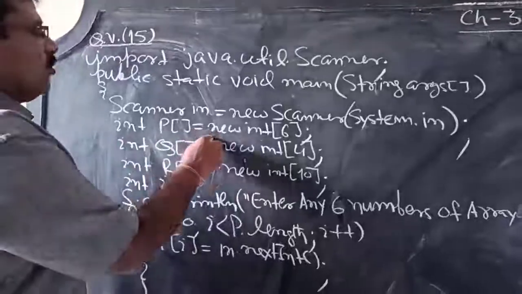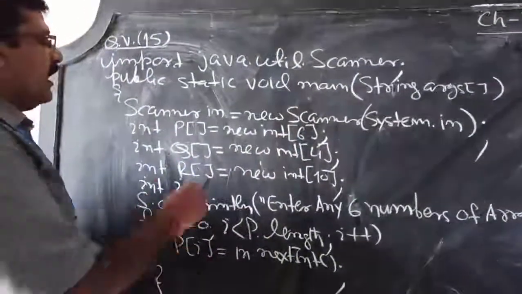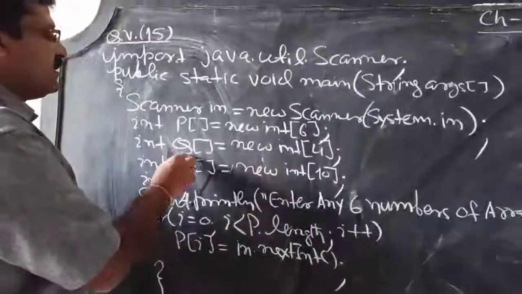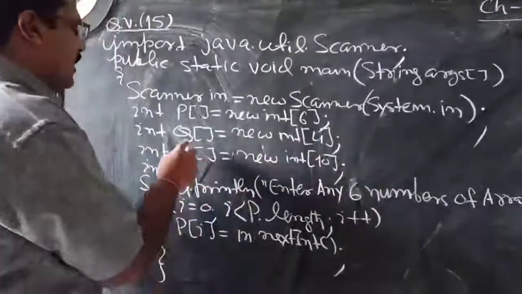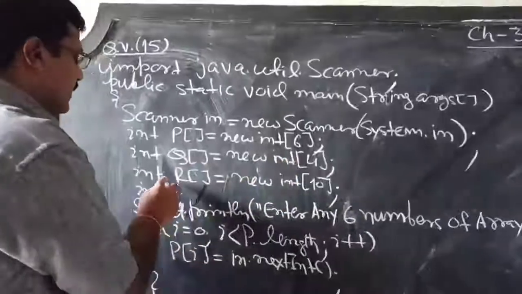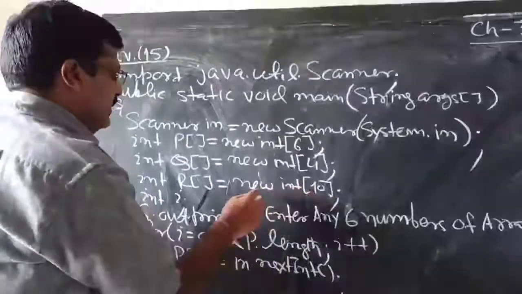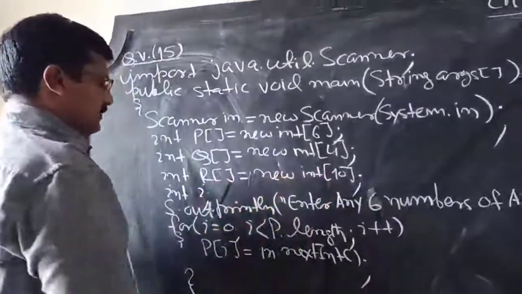int P[] equal to new int[6]. The size of the array P is 6. int Q[] equal to new int[4]. The size of the array Q is 4. int R[] equal to new int[10]. The size of the array R is 10.